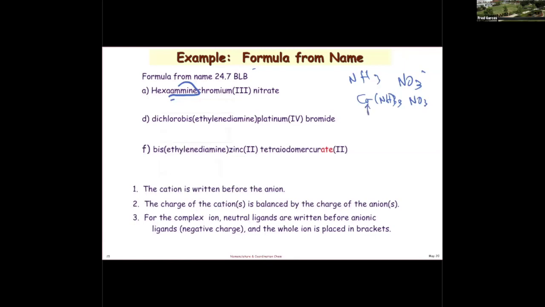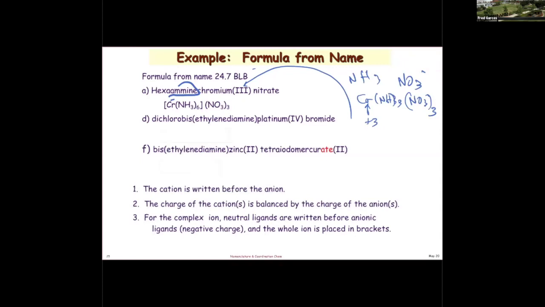But remember that chromium has got to be a +3. How do you know that? It's right here in the name. So you need 3 nitrates to balance that out. So we have hexaamine chromium 3 nitrates in order to balance out the +3 of chromium. And remember, don't look for the charge in the periodic table. It's got to be given to you in the name.